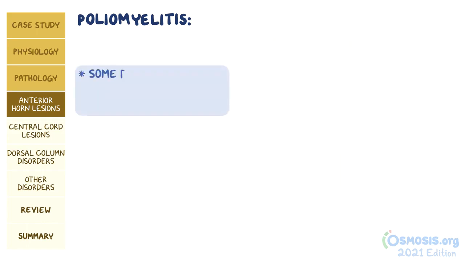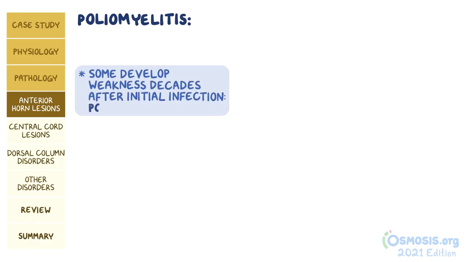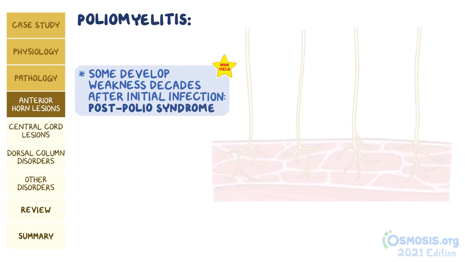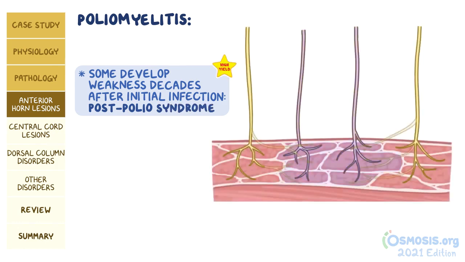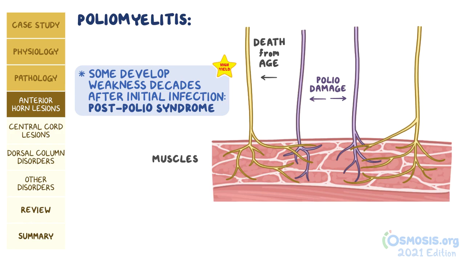Another thing to know is that some people develop weakness decades after the initial infection, which is called post-polio syndrome. This is because when polio damages some motor neurons, other nearby healthy motor neurons form collateral branches to innervate the muscles that have lost their innervation. Now, over time, the natural process of aging causes motor neurons to die off. So, when a motor neuron dies from the aging process, the muscles innervated by its collateral branches will also be affected.